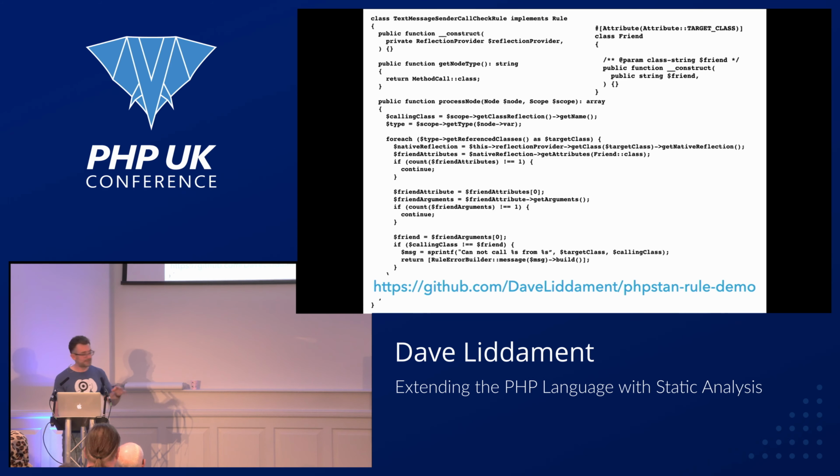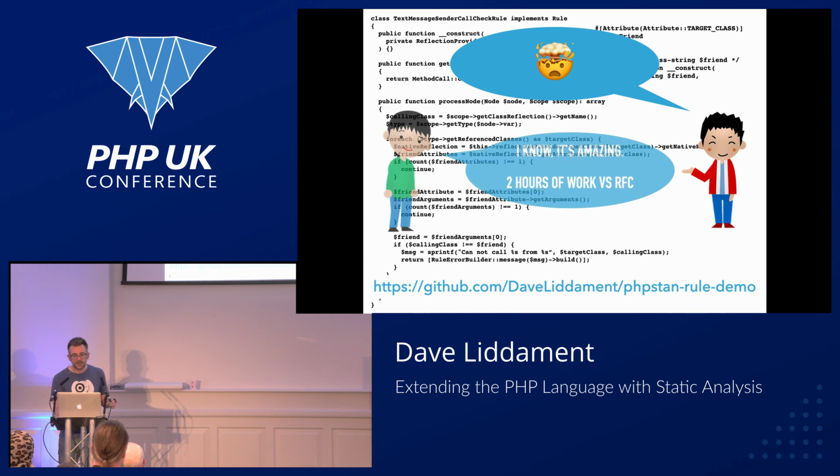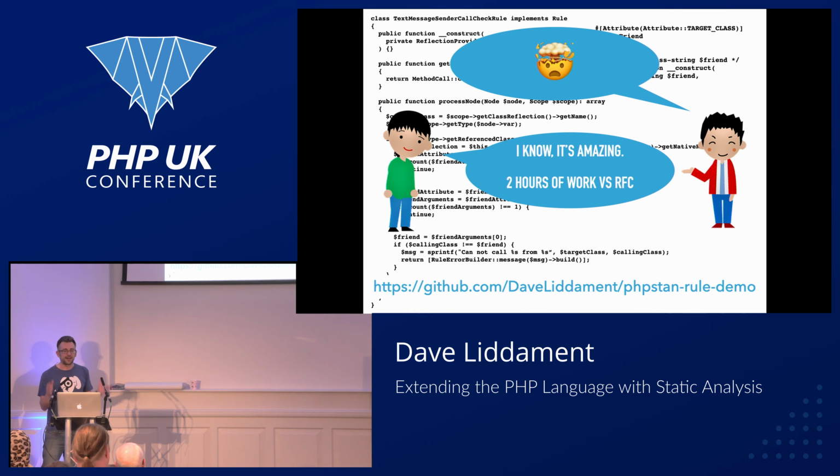If you want to see it, that's the GitHub repo. I think this is mind-blowingly amazing. I think this is incredible, right? We can create what essentially is a new language feature in what would be a couple of hours of work. And if you compare that to the RFC process, it would be a much, much longer, and rightfully so, but it is a much longer process. So we don't have to do much, and we can create, well, not whatever, we can create quite a few new language features.